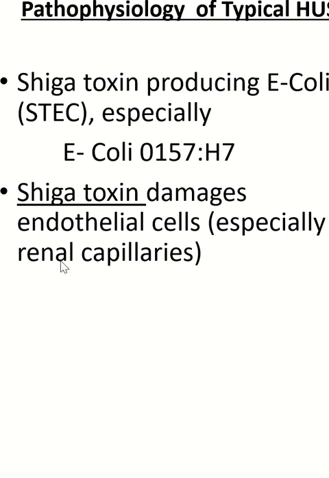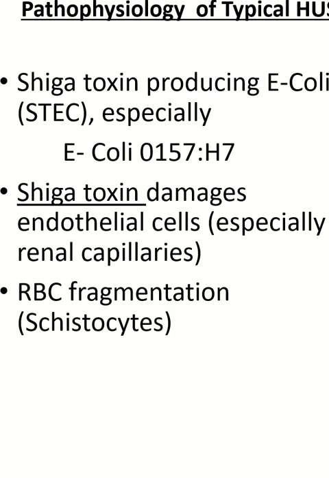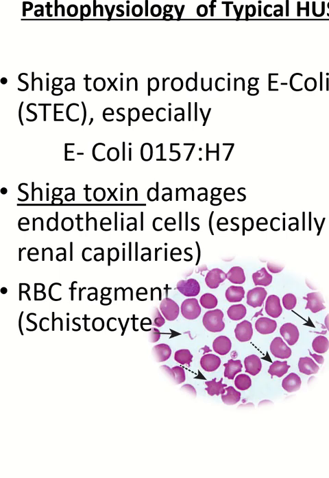So we all know whenever any capillary is injured, the RBCs which are passing through these damaged capillaries get fragmented, and this RBC fragmentation is called schistocytes. These are the cells visible in the peripheral smear. So you can see here damaged RBCs or fragmented RBCs, which we call schistocytes. It's very typical in HUS.